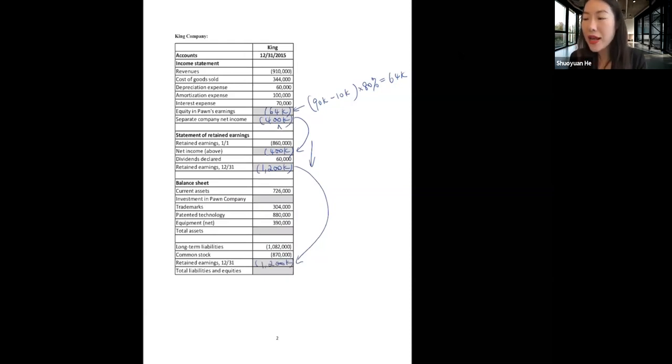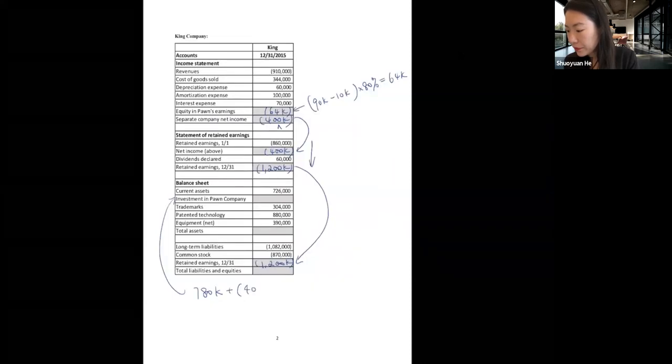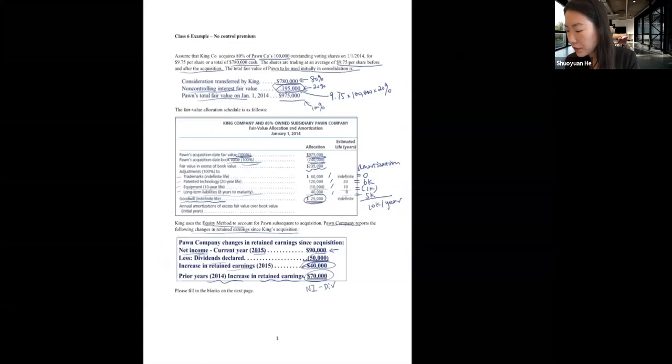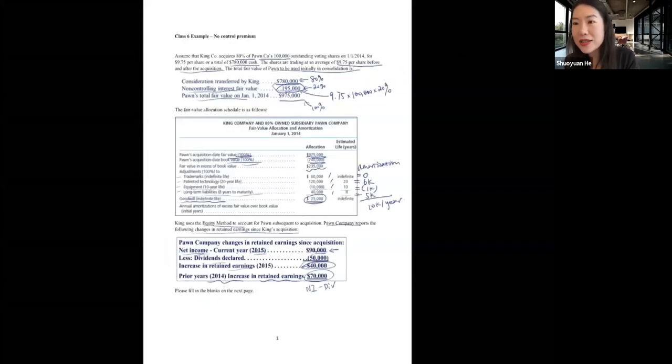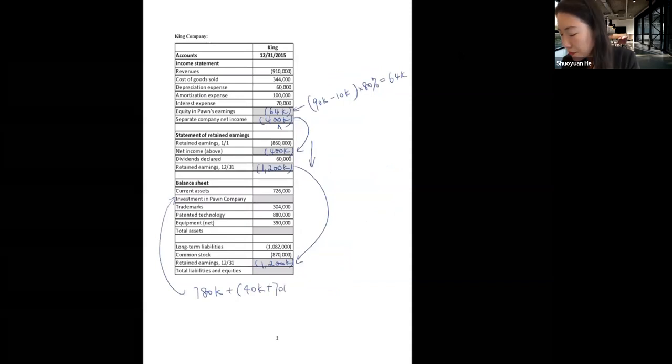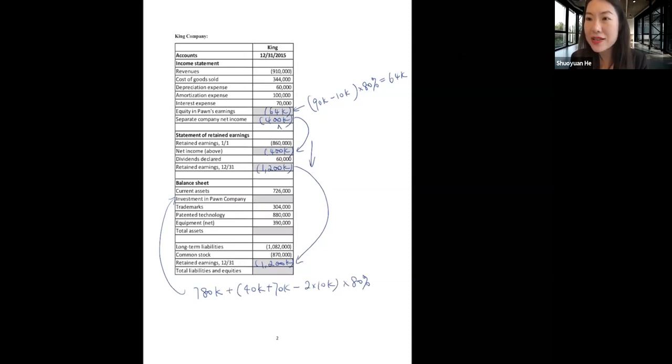On the balance sheet, the only thing you need to really calculate is the investment account. Under the equity method, the firm's investment account balance is the initial investment, which is 780,000, plus the subsequent income, minus all of the subsequent dividend, and then minus all of the subsequent amortization. So we have 2 years, 2014 and 2015. The 2015 change in retained earnings, which is income minus dividend, is 40,000. And the 2014 change in retained earnings, which is net income minus dividend in 2014, is 70,000. And then we subtract 2 years of amortization. And then don't forget to take 80% of that, because the parent only has 80% ownership in the subsidiary. So that will give you 852,000.